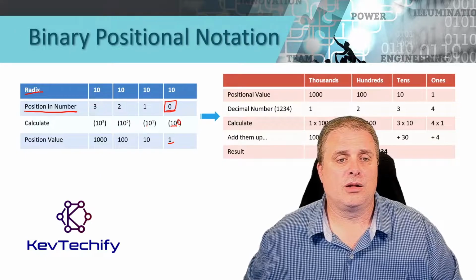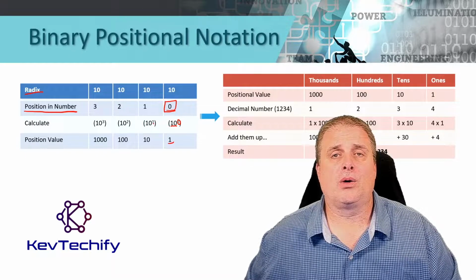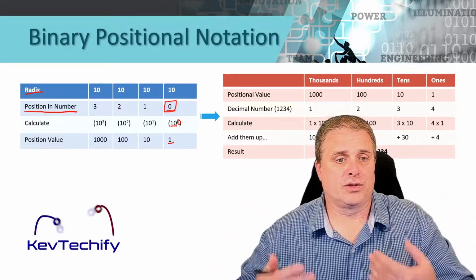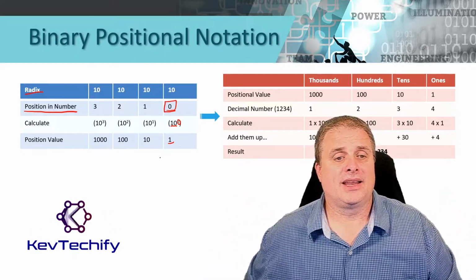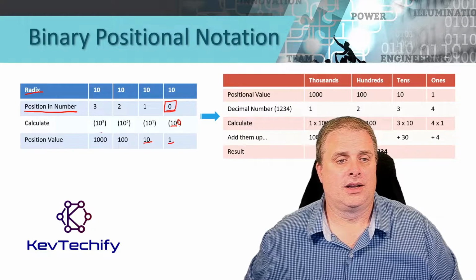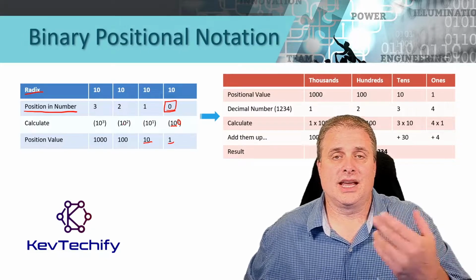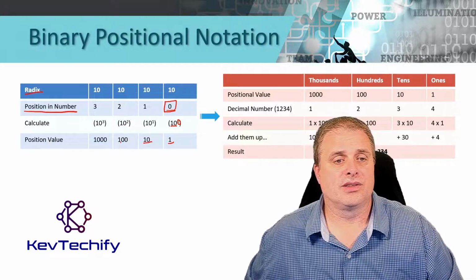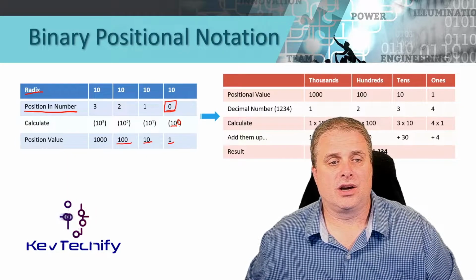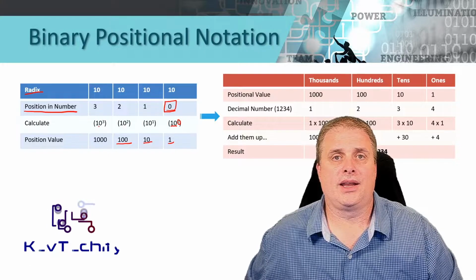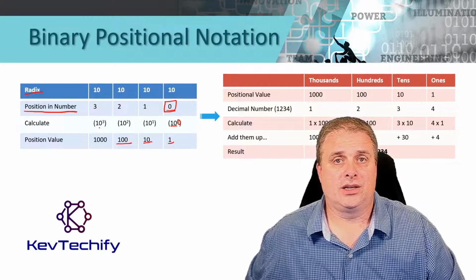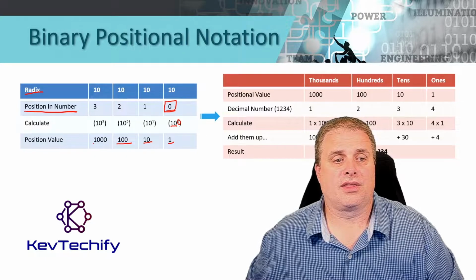Then the next column over, we have 10 to the first power. Any number to the first power is that number itself. So 10 to the first power gives us 10. 10 to the second power means the number times the number, so you do it twice. That gives us 10 times 10, which is 100. Here we take 10 times 10 times 10, 3 times. 10 times 10 is 100, times 10 again, that gives us 1,000.